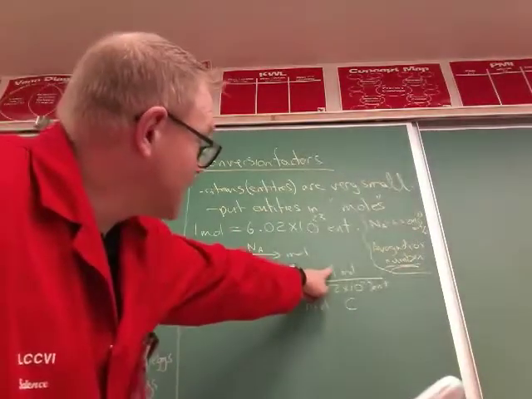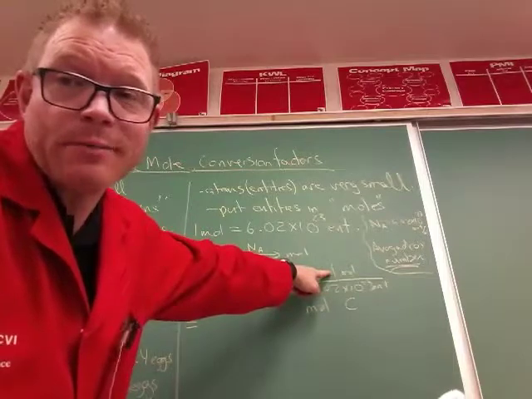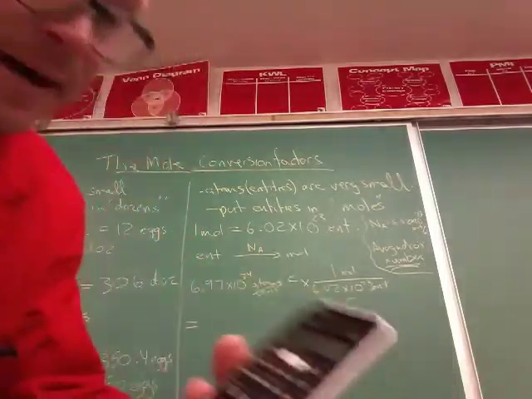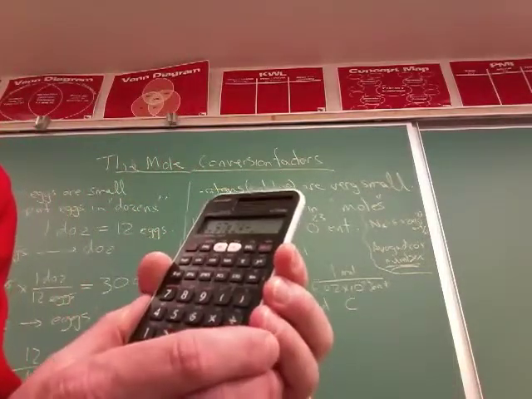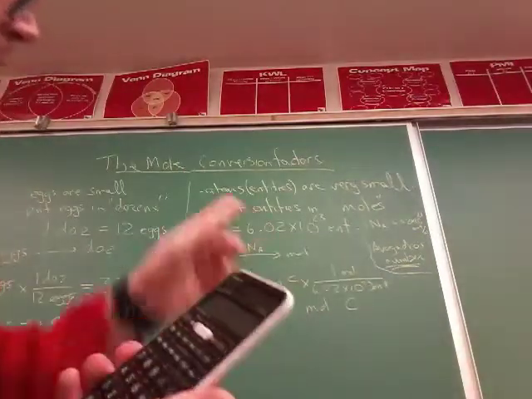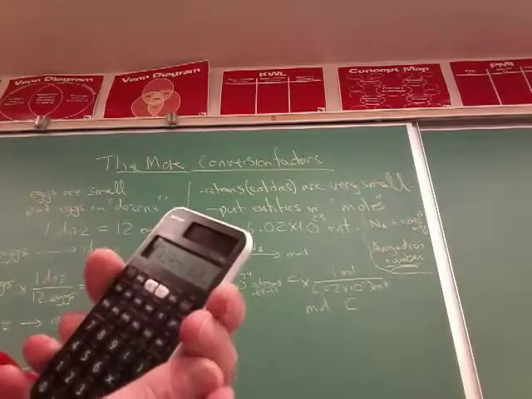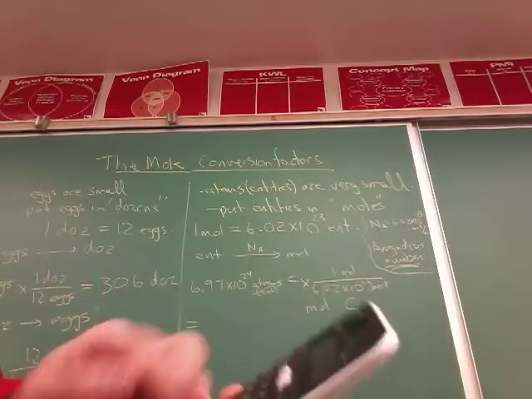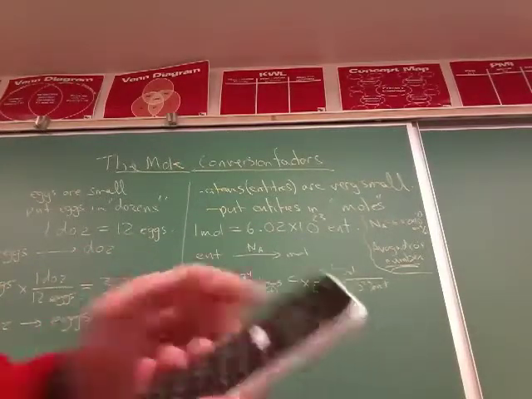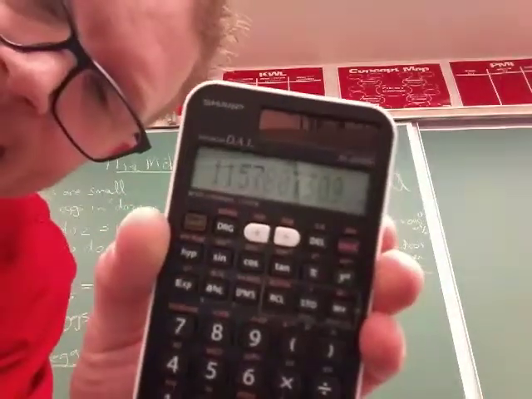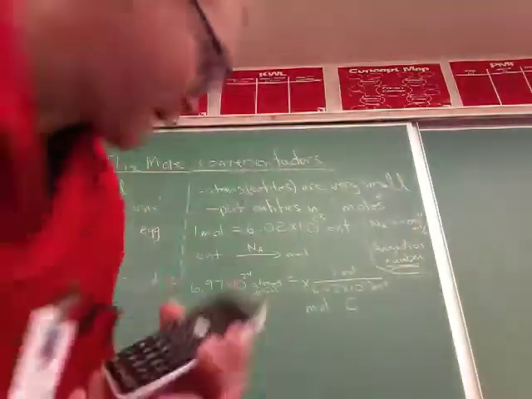Now, times 1. I don't really have to times 1 because it doesn't do anything. Divided by, there it is there. Then I do the same: 6.02 EXP 23, and equals. You can see there 11.578, blah, blah, blah.